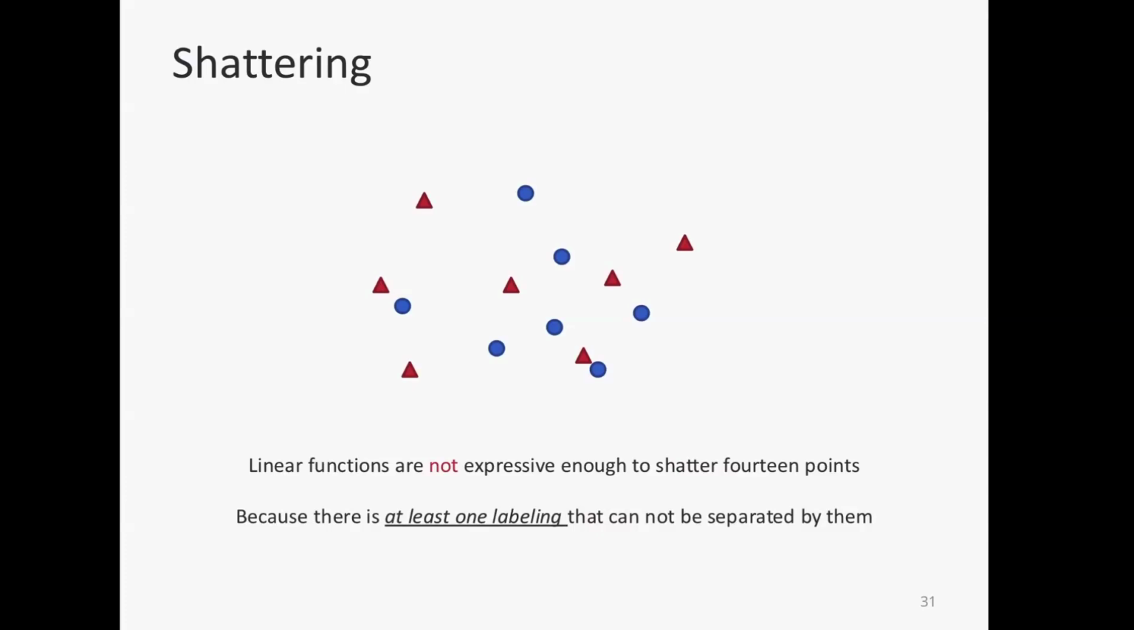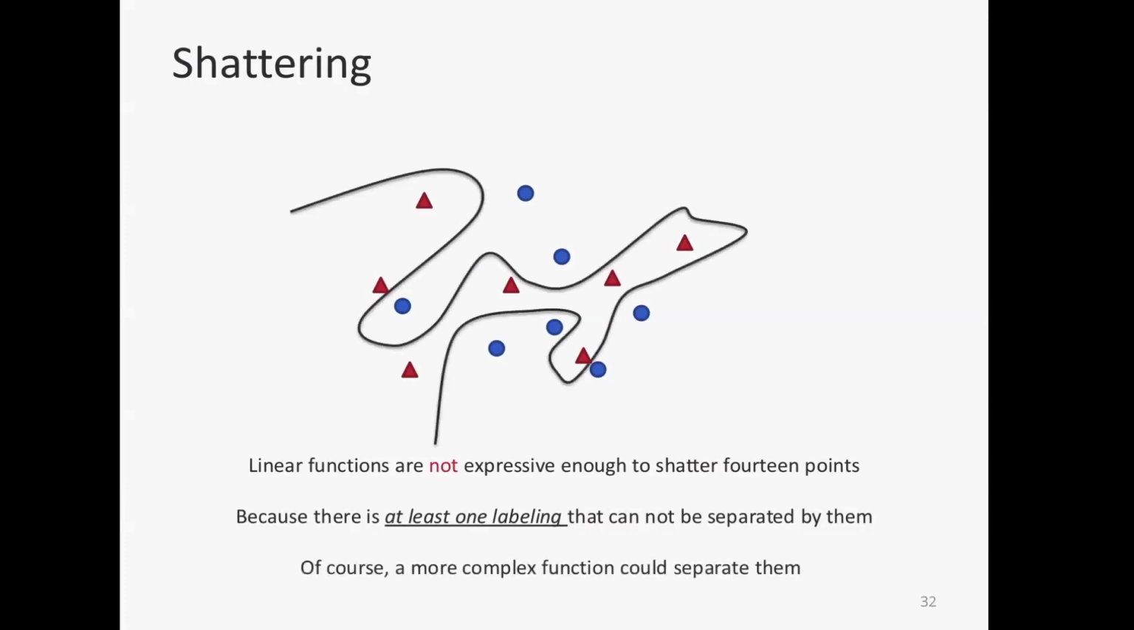On the other hand, consider more complicated functions. If you allow all possible curves, then you might be able to separate the pluses and the minuses. So in this sense, the set of all possible curves is more expressive than the set of all possible lines in 2 dimensions. Questions?